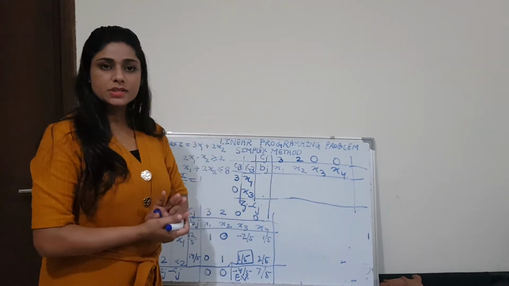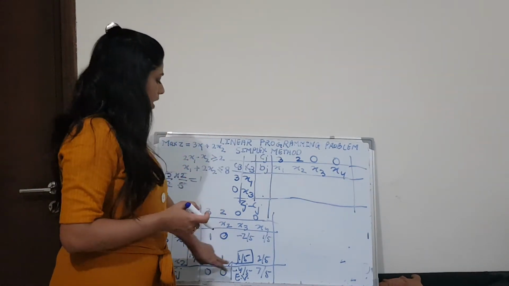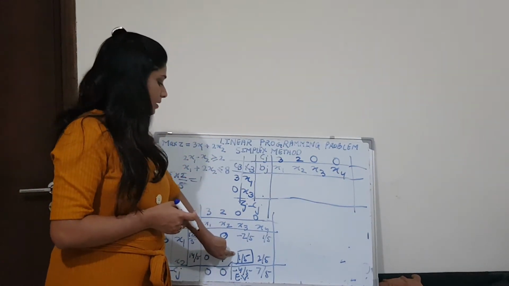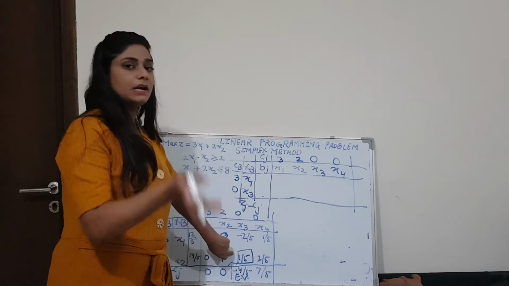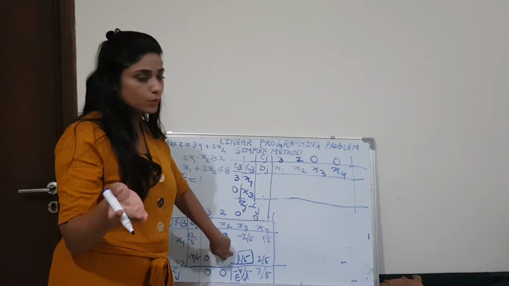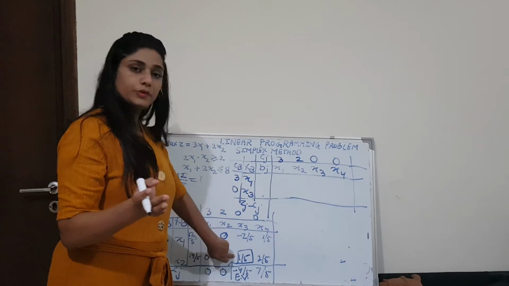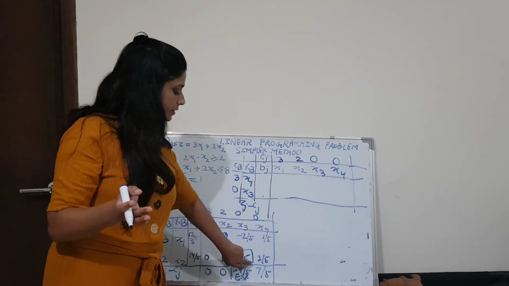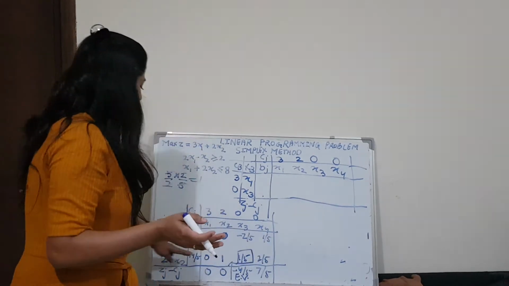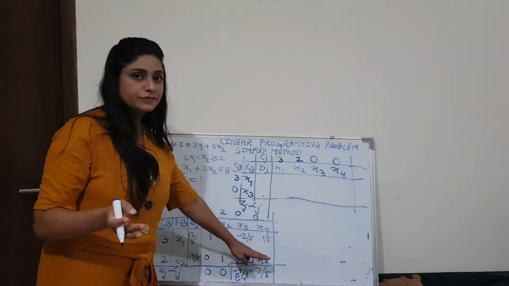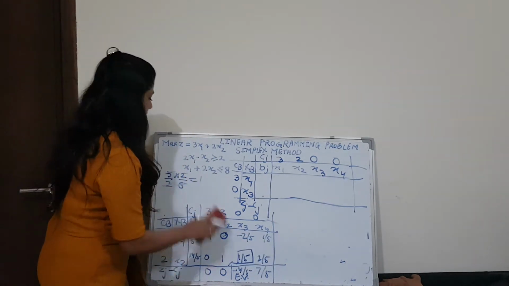What is our next step? The outgoing vector, the place. Here we need to make 1, and the upper and lower side we will make 0. So we will make 1 here. We can see 1 by 5 is here. So if we multiply this whole row by 5, we will get 1 at this place.